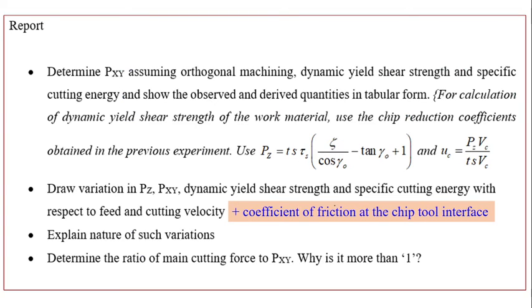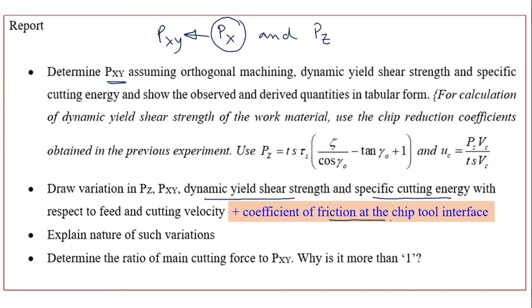Now what you have to submit in the report is described here. So determine Pxy. First, you have measured Px and Pz. These are the two quantities that you have measured. You have not measured Pxy. So assuming it to be orthogonal machining, you have to find out Pxy and tabulate it. Along with that, you have to calculate dynamic yield shear strength, specific cutting energy, and also the friction at the chip tool interface. The coefficient of friction, mu, can be calculated by calculating F and F by N from the Merchant circle diagram that has already been drawn.